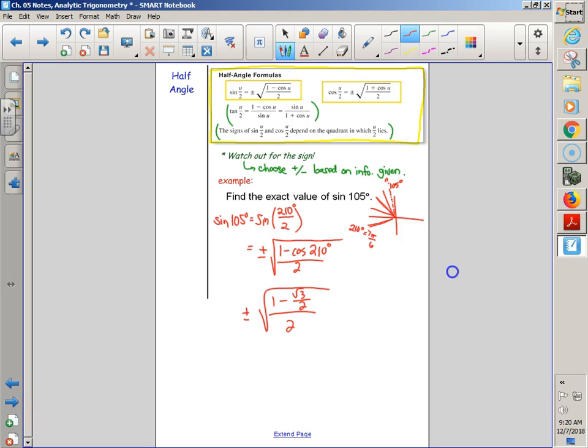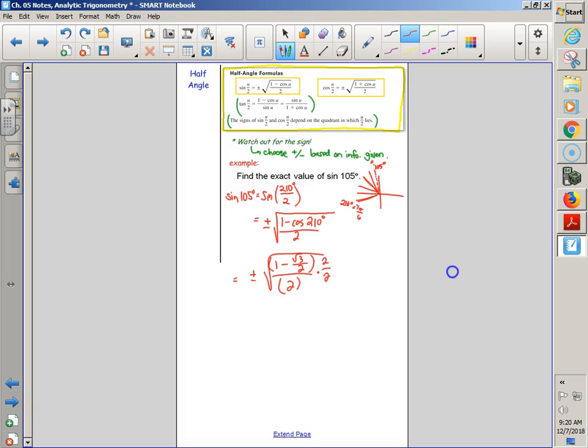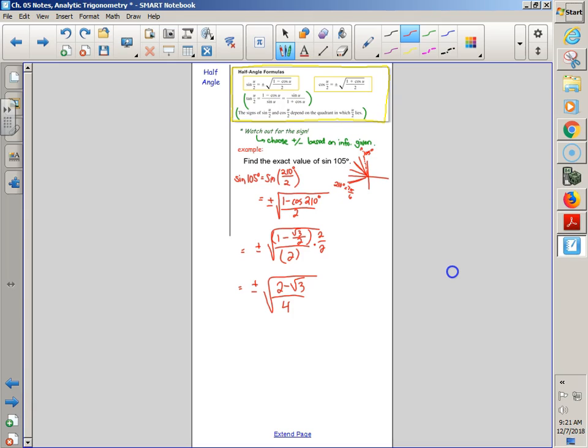Now we could make this a little bit prettier by doing my nifty-difty complex fraction trick. If I distribute the 2, I get 2 minus root 3, and 2 times 2 is 4. You guys are like, oh, I have to rationalize that. But wait, doesn't one big square root just turn into 2 little square roots? Don't we know square root of 4 is just 2?